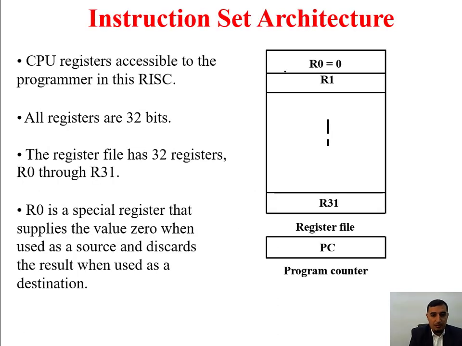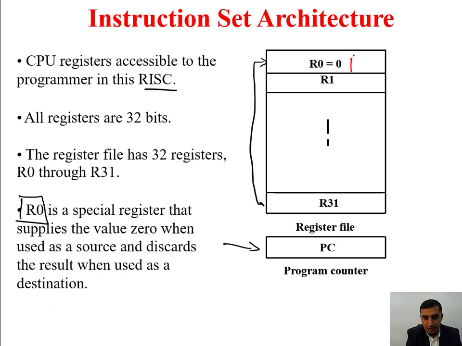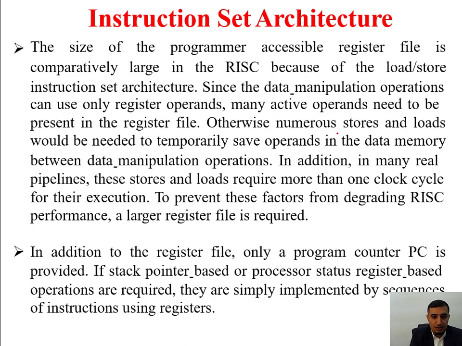Now, the instruction set architecture of the RISC computer contains 32 registers, and these 32 registers are accompanied by the program counter. Register R0 is a special purpose register with the value of R0 equal to 0. So our register file will contain 32 registers. The size of the programmer accessible register file is large in the RISC.